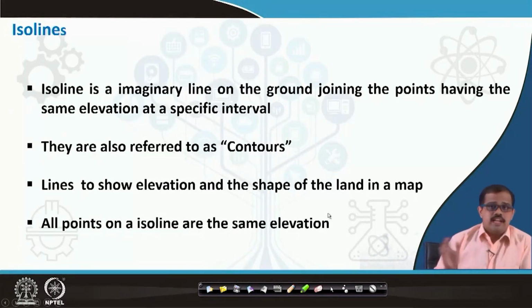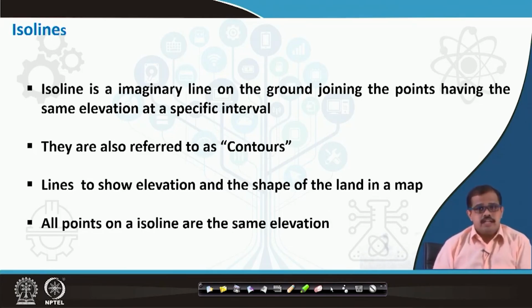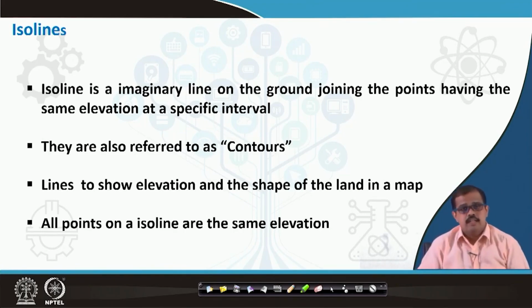Okay. So, the next method that we would look at is isolines. An isoline is an imaginary line on the ground joining the points having the same elevation at a specific interval. Rather than isolines, you have probably heard about a specific term called contours, right. Contours are also referred to as isolines, lines that show elevation and shape of land in a map. All of these isolines join points having the same elevation and do not cross each other. That is the very important part of it.